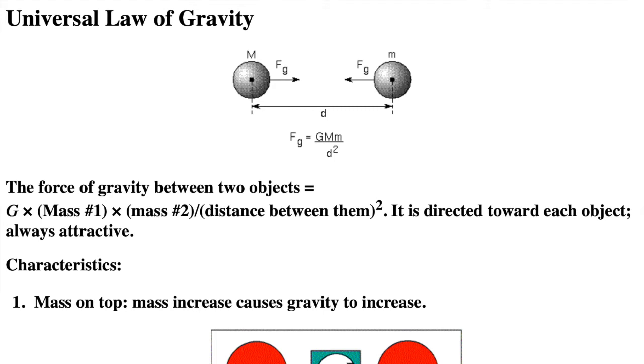The picture shows the mathematical formula of gravity, and below that is the English version. The amount of the force of gravity between two objects, F of g in the picture, equals a number called the gravitational constant that is used in all gravity calculations, multiplied by the mass of object number 1, multiplied by the mass of object number 2, all divided by the square of the distance between the two objects. Gravity is always attractive, and it attracts directly toward each object.